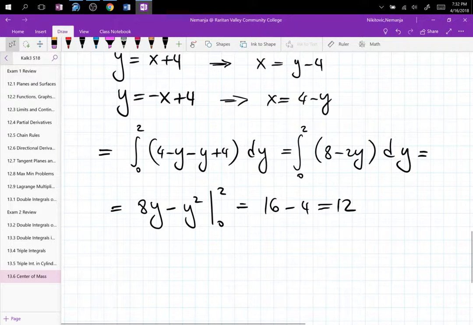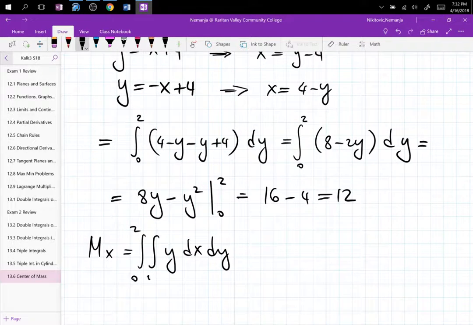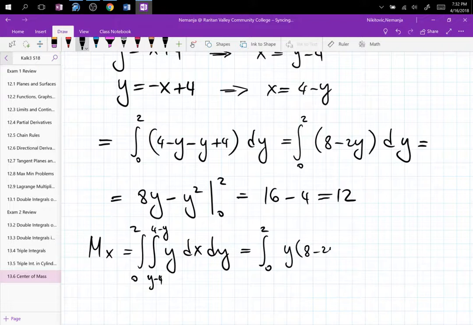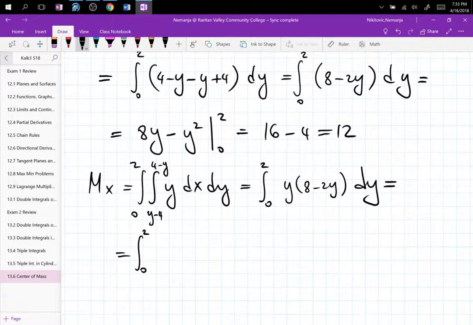Now we have to do the Mx, and Mx is the same double integral. Now we have y dx dy from 0 to 2, and then the same limits. So y times (4 minus y), 0 to 2. Integral of this is yx. So y times x, and x is just the stuff we have from before. So that was 8 minus 2y, if I recall, dy, 0 to 2. So that's 8y minus 2y squared dy.